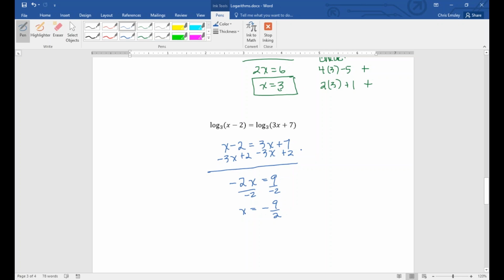And then we always have to check, because our equation had logs in it to start. We take the argument x minus 2 and we plug in our x value. And I don't even have to calculate what that is. I know that negative 9/2 minus 2 is going to give me a negative answer. So that means that this actually is not a solution to this equation, and instead we have to say that there is no solution. Again, that's because you can't take the log of a negative number or of 0.